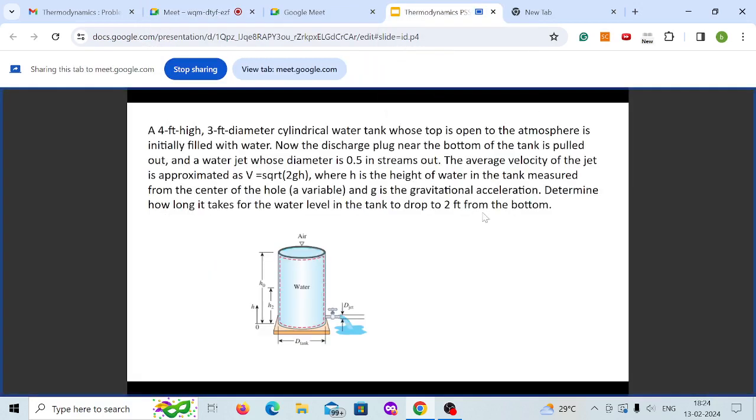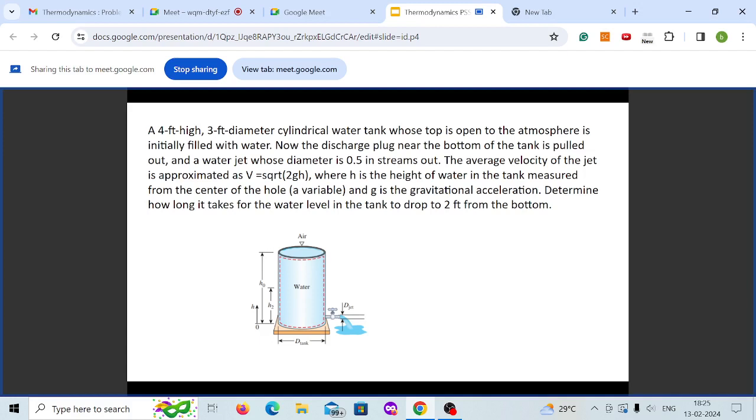Okay, so moving on to the next question. We have a tank. So this tank is initially filled. So the tank dimensions are 4 feet in height and 3 feet in diameter. So you have a 3 feet diameter tank and 4 feet height, and the top is exposed to atmosphere. So the top has atmospheric pressure acting on the tank.